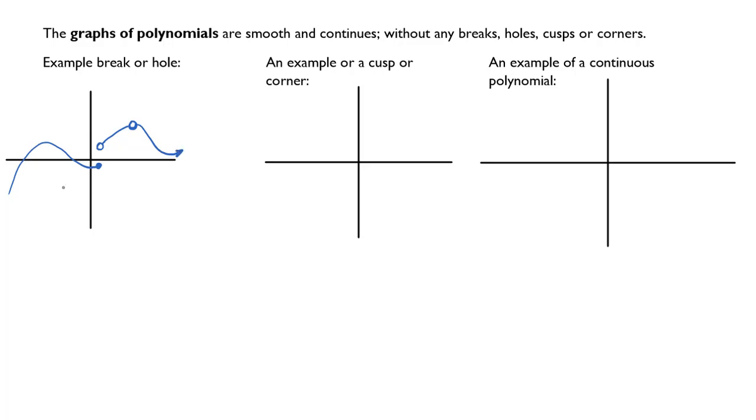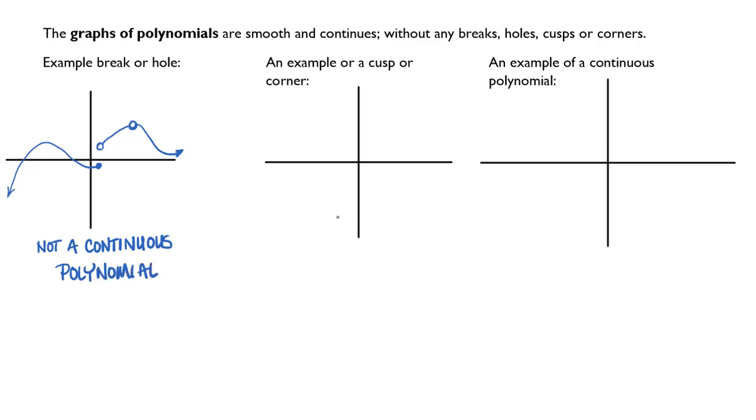A hole would be an open space on your curve where there is no value. This is not a polynomial. We'll say it's not a continuous polynomial.